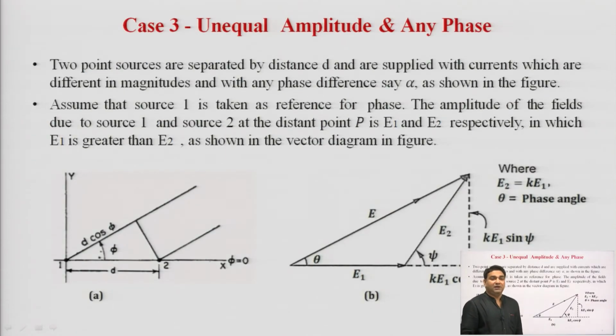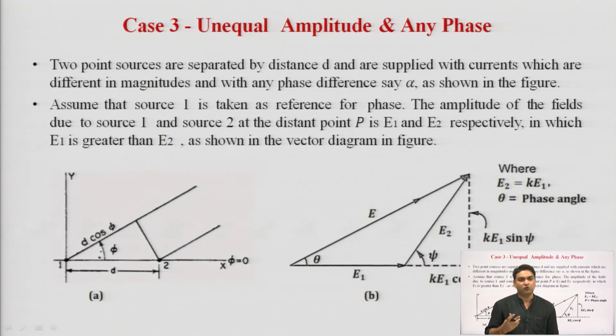So, the third kind of case is given in this form, when unequal amplitude and any phase may be provided to the point sources which are placed for making an antenna array system. How does it work?